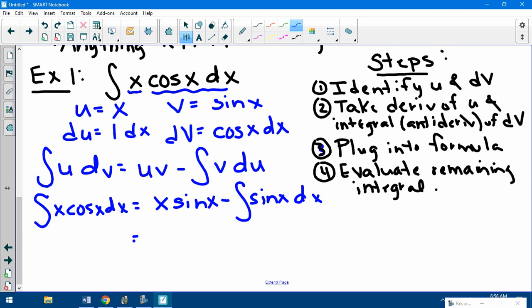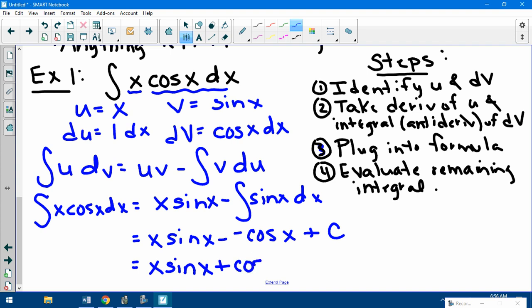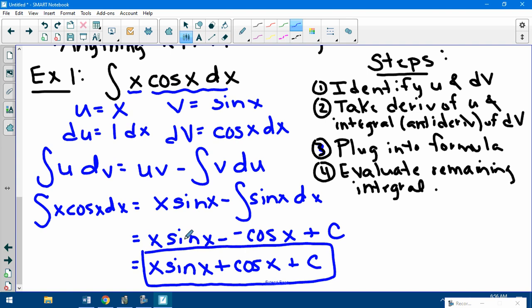My answer is going to be x sine of x minus, so the integral of sine, the derivative of what gives you sine? Negative cosine. So negative cosine of x, there's where you need a plus c because there's no bounds on this. So my answer is x sine of x plus cosine of x plus c. And as always, you could take the derivative of that, and you should end up with x cosine of x. All right, so kind of tricky, but it's a cool way to solve some of these unsolvable integrals.